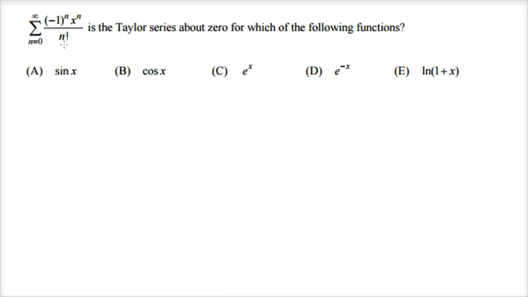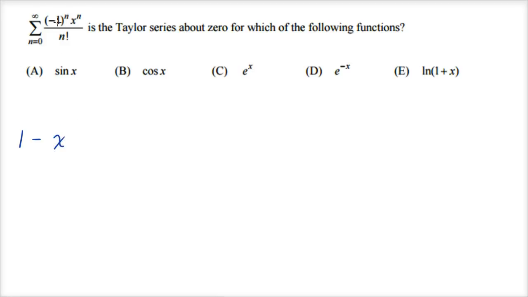If we were to expand it out, when n is equal to 0, it'd be negative 1 to the 0 power, which is 1, times x to the 0, which is 1, over 0 factorial, which is 1. So it'll be 1 plus, and then when n is 1, this is going to be negative. So it's going to be minus x to the first over 1 factorial, which I could just write as x right over here.